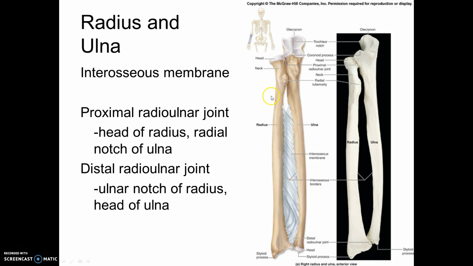The radius and ulna have a joint between them, two joints, the proximal radioulnar joint and the distal radioulnar joint. The head of the radius here, this sort of side of the cylinder here, articulates with the radial notch of the ulna. And then we have the head of the ulna distally down here. So the head of the ulna articulates with the ulnar notch of the radius. It's almost like a tongue twister.